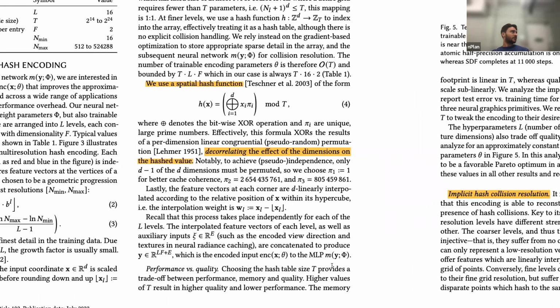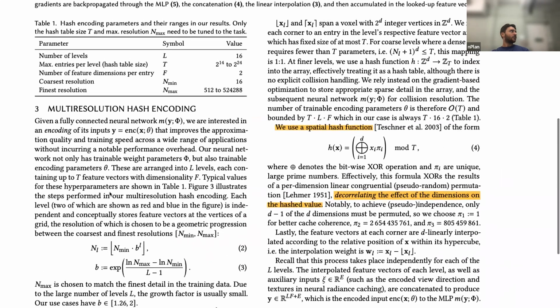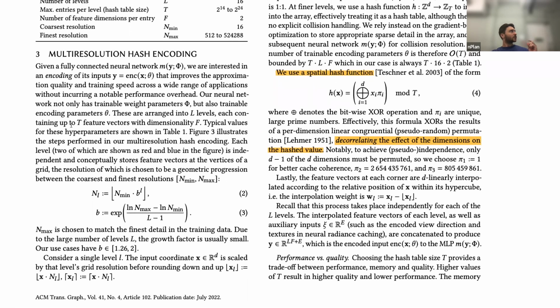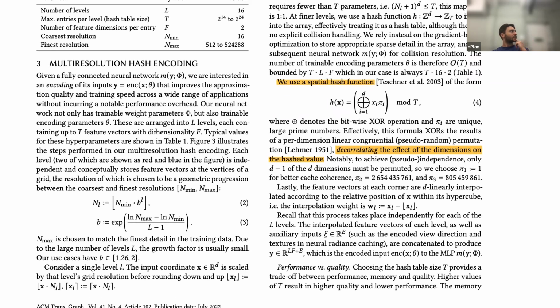Choosing the hash table size. So like they said, essentially the hash table has two parameters which determine it, L and T. And they're saying over here, choosing the hash table size T provides a trade-off between performance, memory, and quality. So the lower T is, so the lower the what is it, the depth? No, where's T? Okay, no, it is the depth, I think.